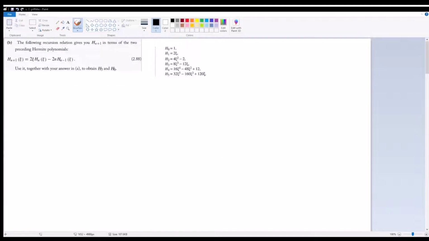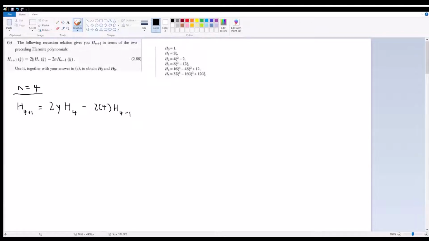Part B, we're basically doing the same thing, but we're using a recursive formula this time. We're trying to find h5 and h6. So let's start with just n equals 4, which gives h5. In the n equals 4 case, we have h of 4 plus 1 is equal to 2 times y times h of 4 minus 2 times 4 multiplied by h of 4 minus 1.